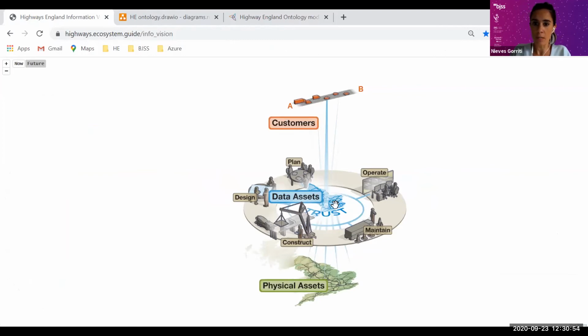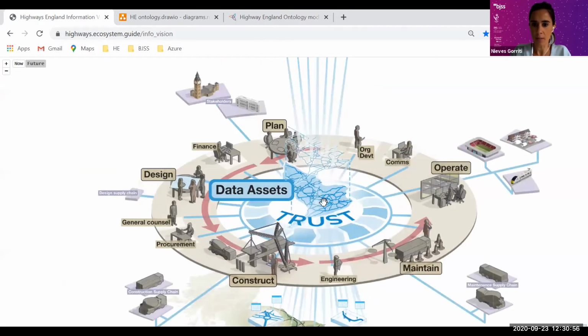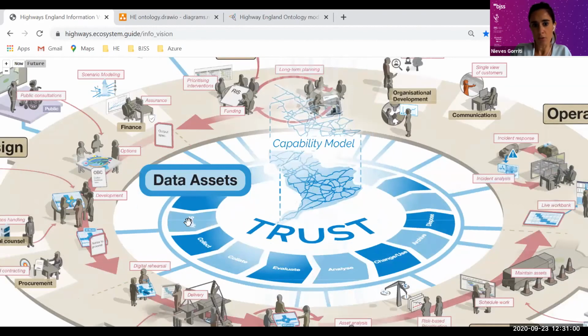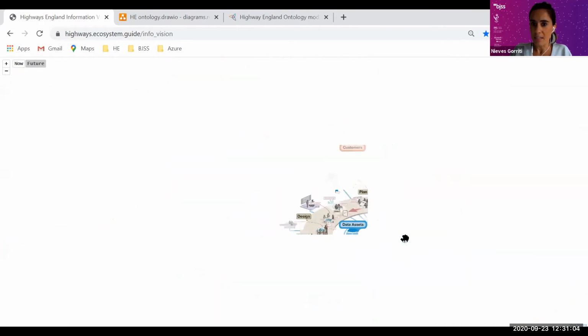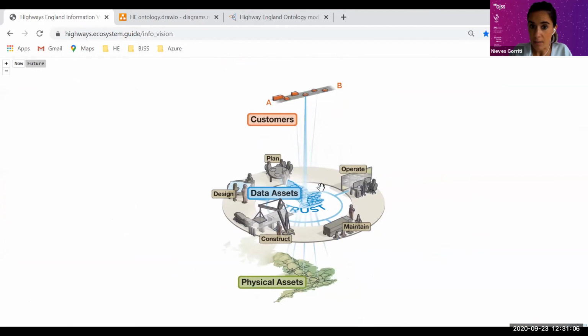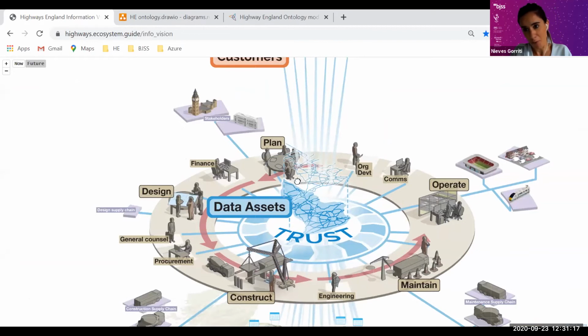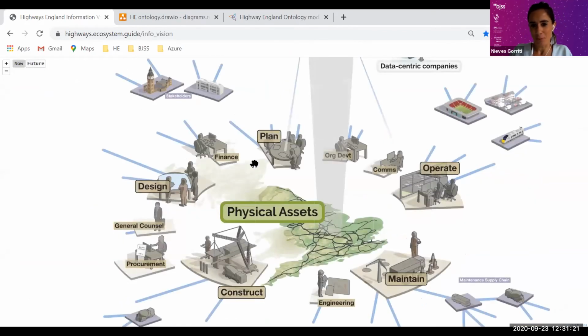If we zoom in a bit, we have much more detail. But in the center, we have the whole data life cycle: specify, collect, collate, evaluate. So the idea is that what we are seeing here is that Highways England is a very centralized company with all the business areas interconnected and using the same data. However, this is the future. Currently, this is what we have.